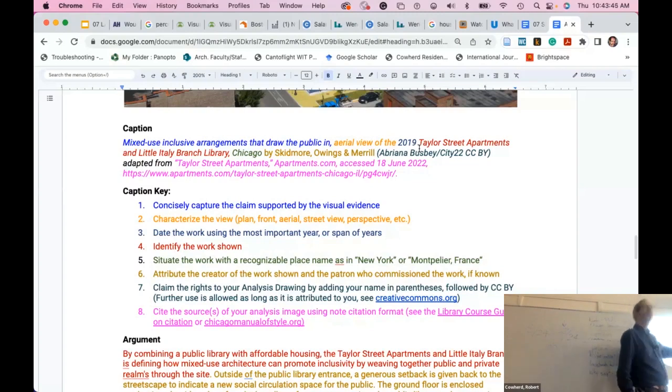Next, and this is what connects to the last topic. Next, you get the image source. What format do we use to give the image source? Chicago Manual of Style. But within Chicago Manual of Style, you have two very separate things. You have the bibliography style, and you have the note citation style. Which one do you use for the image source? You use the note citation style.